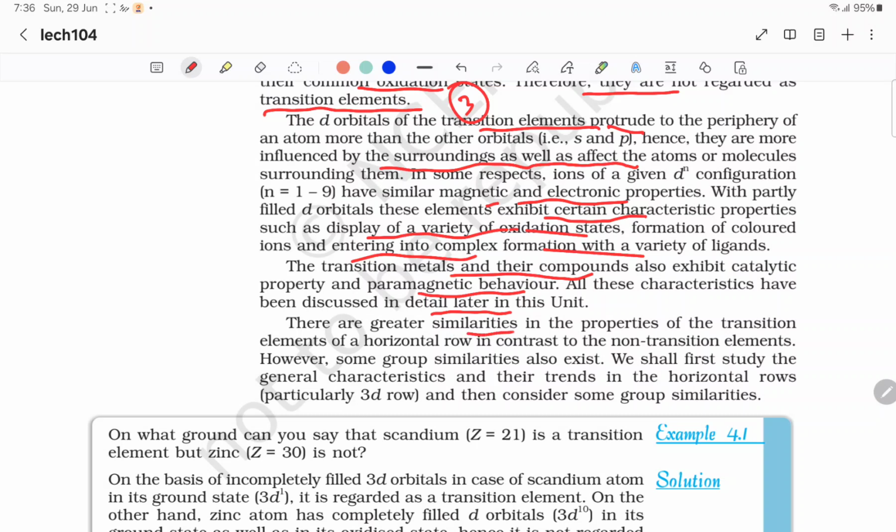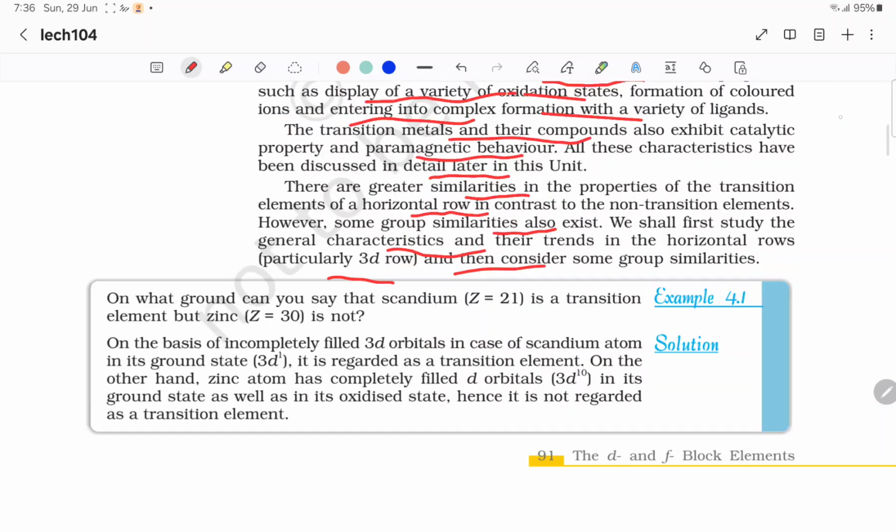There are greater similarities in the properties of the transition elements of the horizontal row in contrast to the non-transition elements. However, some group similarities also exist. We first study the general characteristics and their trends in the horizontal rows, particularly 3d, and then consider some group similarities. Example 4.1.